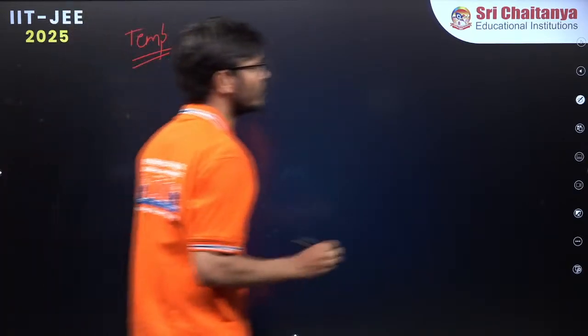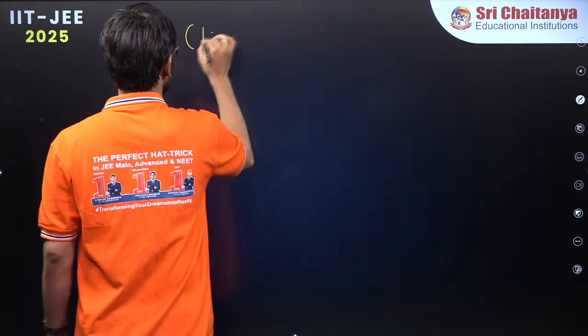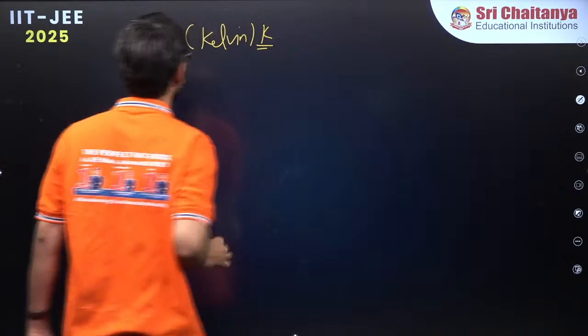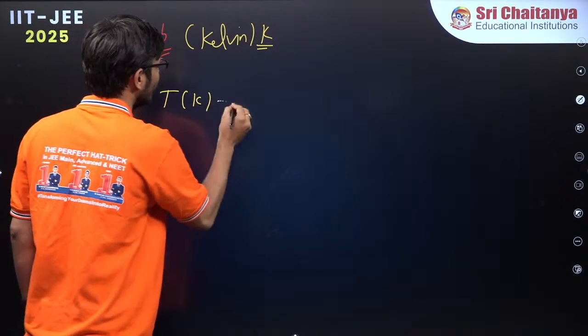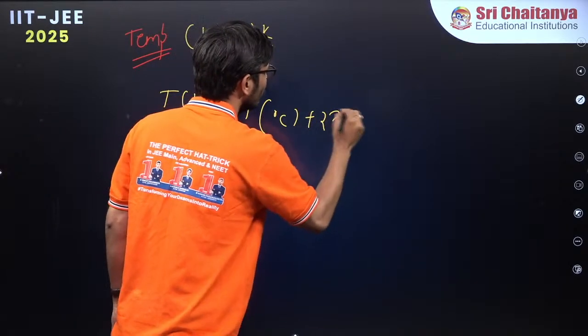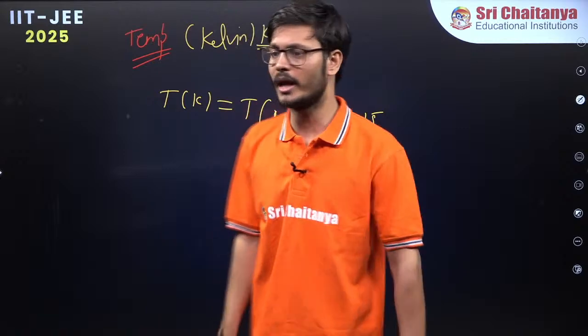What is the SI unit of temperature? The SI unit of temperature is Kelvin, and its symbol is K. Now, we all know that temperature in Kelvin is equal to temperature in degrees Celsius plus 273.15. Very good.